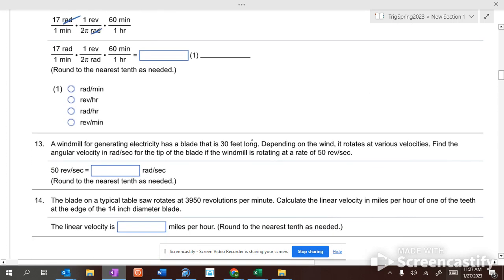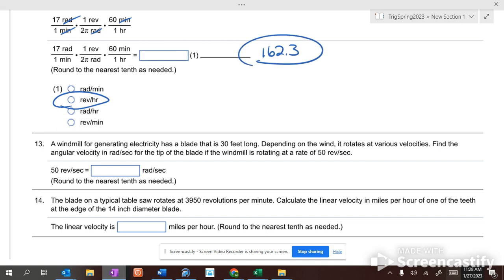Cancel radians and radians. Minutes and minutes. What are you left with? Revolutions per hour. And yeah, you have to take 17 times 60 divided by 2, press equals, then divided by pi, press equals. Do that as 2 separate steps, or else you'll have to put 2 pi in parentheses on your calculator. But usually you just go divided by 2 equals divided by pi equals. And what will you get? Round to the nearest tenth. Okay, 162.3.